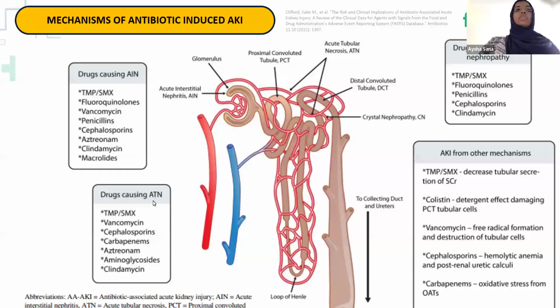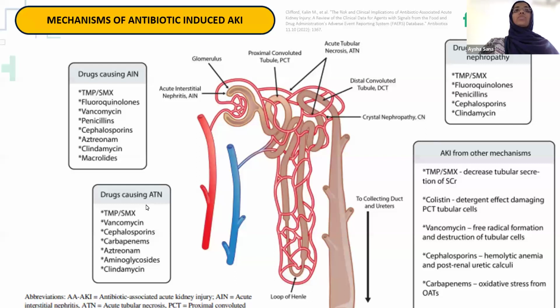Then is the antibiotic drug causing the different mechanisms of antibiotic renal injury. One is acute interstitial nephritis, then acute tubular necrosis, and then drugs which cause crystal nephropathy. If you look into the antibiotic class, the most common drugs that can cause acute interstitial nephritis are trimethoprim sulfamethoxazole, fluoroquinolones, vancomycin, penicillins, cephalosporins, aztreonam, clindamycin, macrolides. That is, these drugs can affect the interstitium of the nephrons, causing inflammation of the nephritis.